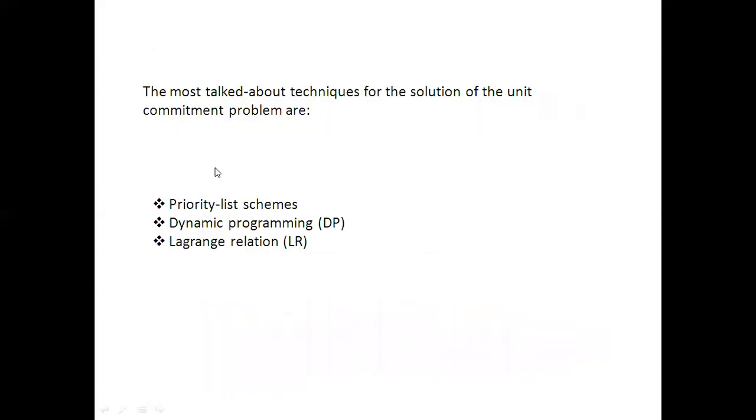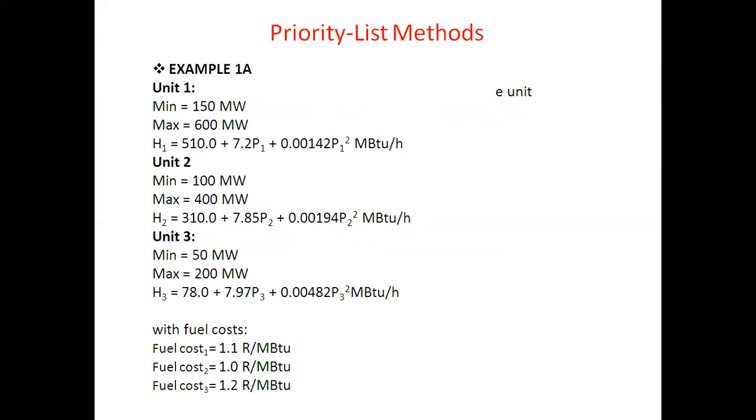So the most talked about techniques for the solution of the unit commitment problem are the priority list scheme, dynamic programming, and Lagrangian relaxation. Today we will concentrate on the priority list scheme.